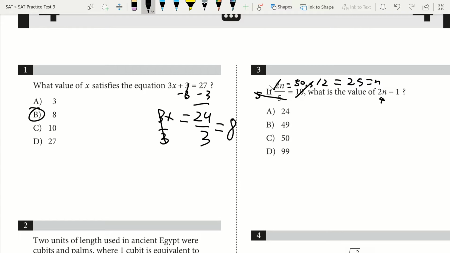I plug in 25 for n in 2n minus 1. 2 times 25 gives me 50. 50 minus 1 will give me 49. So my answer is going to be B.